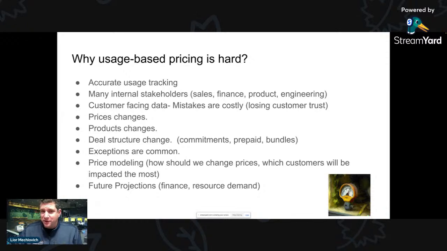As we know, exceptions are common. Okay, give this customer these terms and so on. So it can be common to have exceptions to the rules. And when we're going into more of a modeling part, right? So as a new product, how to actually price it, which data do you really need to use to do price modeling, to understand how different price changes will impact which customers, right?